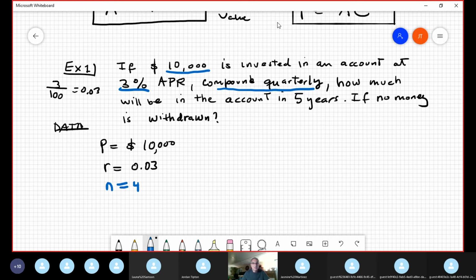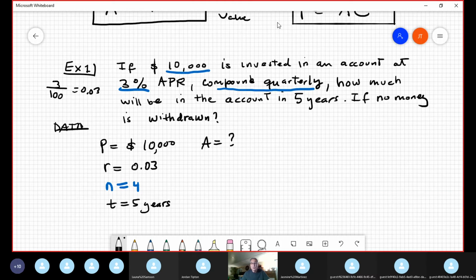N is 4. And T is 5, 5 years. And what do I need to find? I need to find the future value. Future value is our unknown. I don't know the future value.